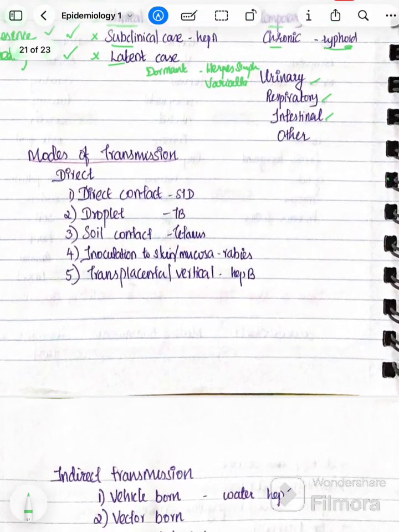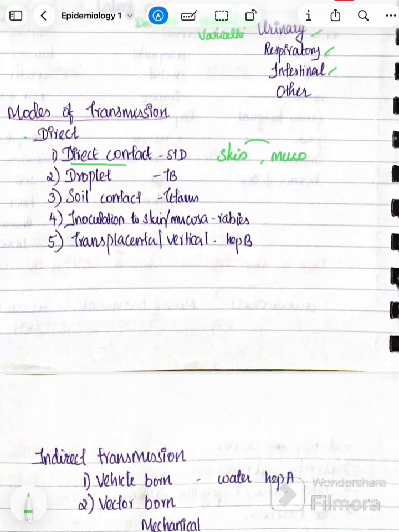Now comes mode of transmission. There are two modes of transmission, direct and indirect. In direct there are 5, and in indirect also there are 5. Direct transmission, direct contact: it can be skin to skin contact, mucosa to mucosa contact, or skin to mucosa contact. For example, sexually transmitted diseases, leprosy, and skin and eye infections.